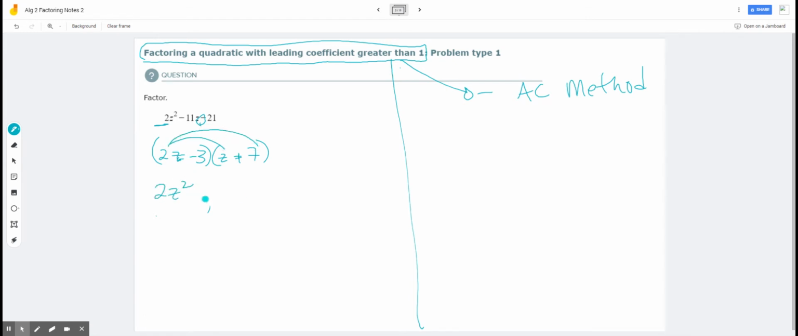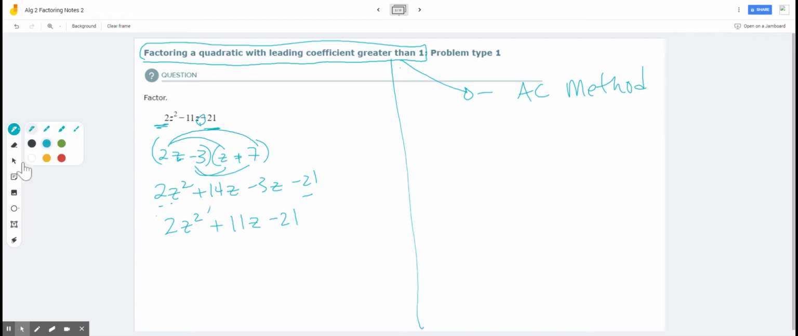2z times plus 7 is plus 14z, minus 3z, and minus 21. Okay, well, we got the minus 21 and we got the 2z squared. That's good. We got those. But we didn't get the middle one. What is wrong? We got close though. Look at that. Okay, we got the wrong sign.